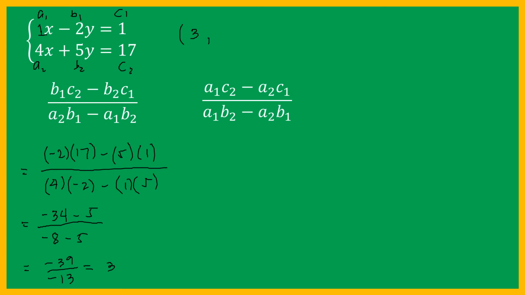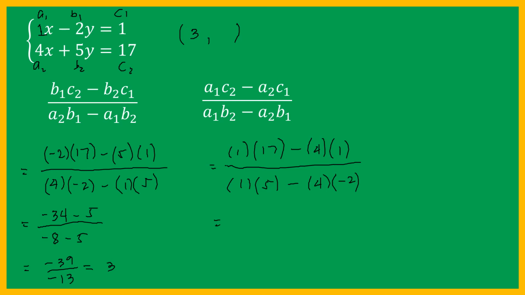So, using the second formula para makuha natin yung isang value, substitute lang ulit natin. a sub 1 is 1. And then we have c sub 2 which is 17 minus a sub 2 which is 4 times c sub 1, which is 1, all over a sub 1 is 1 times b sub 2, which is 5, minus a sub 2, which is 4, times b sub 1, which is negative 2.